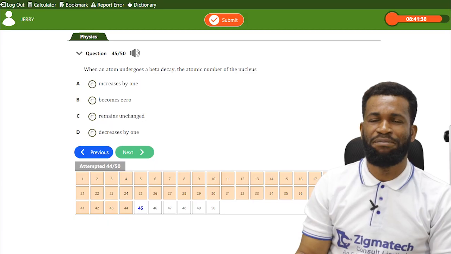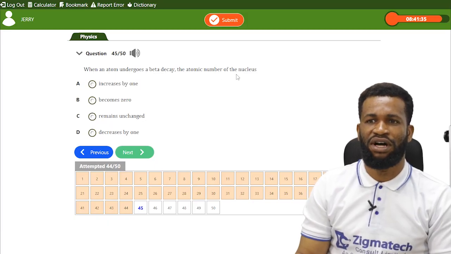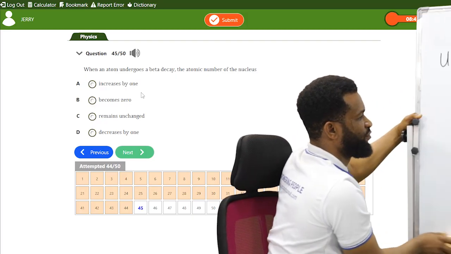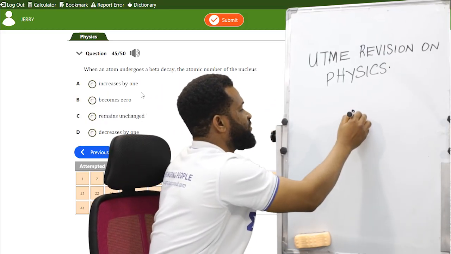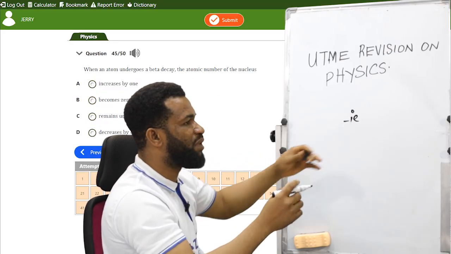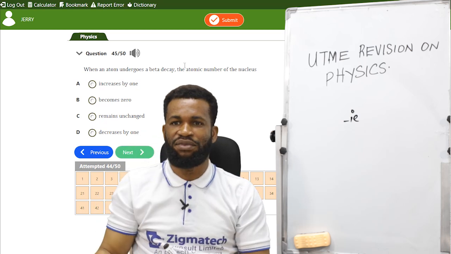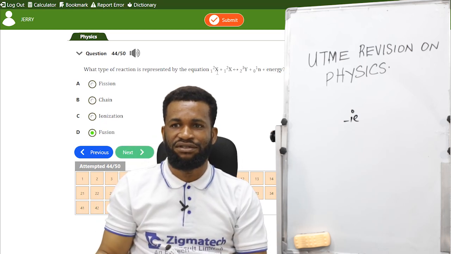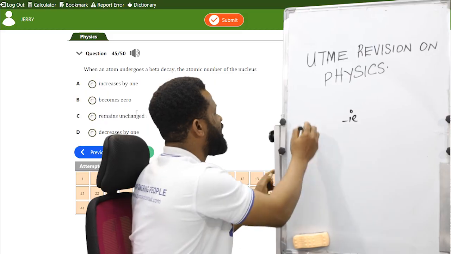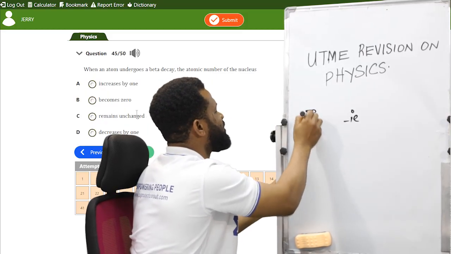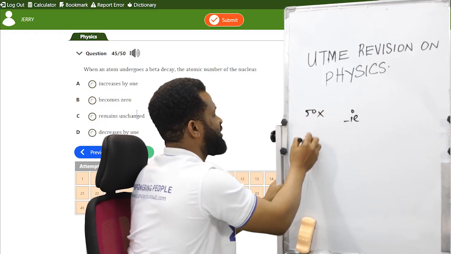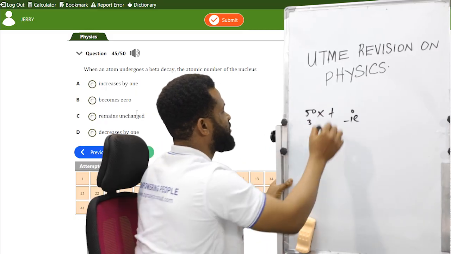When an atom undergoes a beta decay, the atomic number of the nucleus increases by 1. Remember that a beta decay goes with this. All right, so because of this -1, to balance the equation, you add. Let me take you back a little to this one. Let's assume that I have, let me just use one like, let's say 50 x3, then plus this.